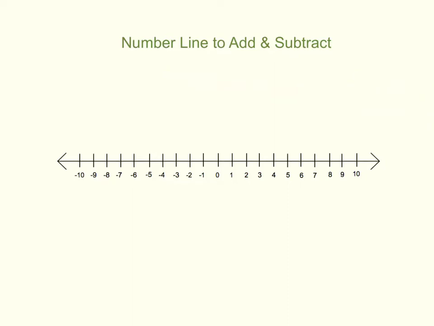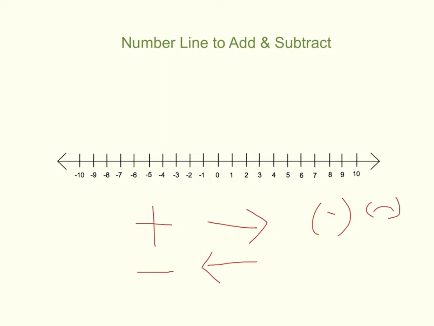There are a few things I want you to remember and keep in mind as we do this activity with the number line. Anytime you see a plus sign, that means you move to the right. Anytime you see a subtraction or a minus sign, we move to the left. Anytime you see a negative, that means do the opposite.